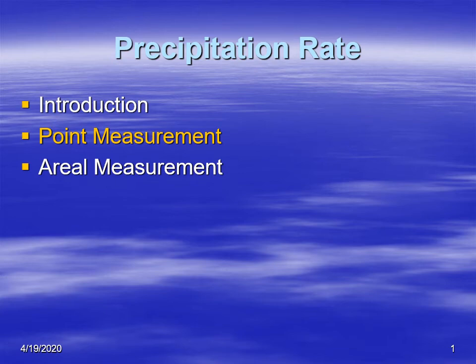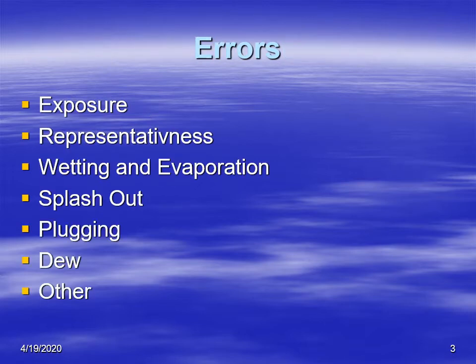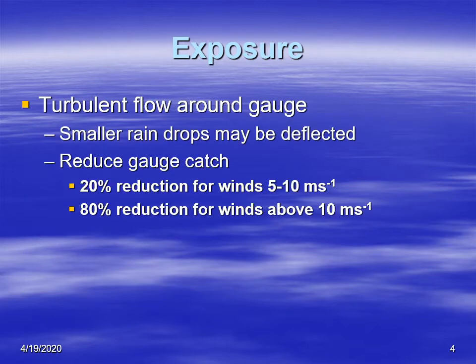Welcome back. This video is going to cover point measurements of precipitation. Specifically, we're looking at rainfall, and in previous videos we've looked at accumulation gauges and recording gauges. Now we're going to be looking at the errors in these gauges. And the errors can be broken down into several different categories: exposure, representativeness, wetting, evaporation, splash out, plugging, dew, and others. So first, let's start out with exposure, and this is probably one of the most common errors.